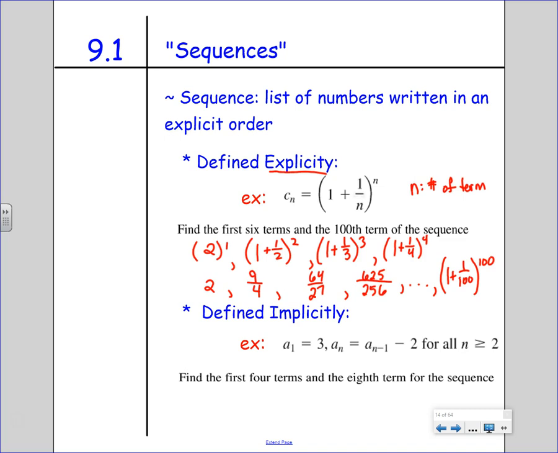However, the explicit formula, what's nice about it? You just have to plug in. If they say find the 20th, plug in 20. If they say find the 57th, plug in 57. If they say 100, we plug in 100. We don't have to jump to get there.